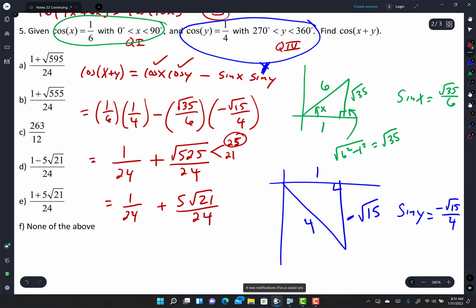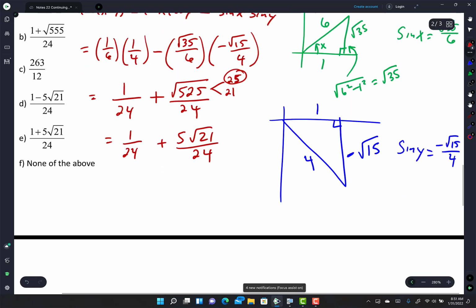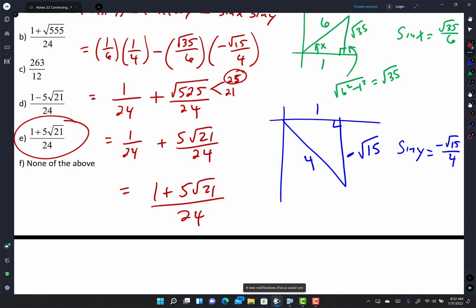Are we okay? All right. Now just add them up, guys. Same denominator: 1 plus 5 square root of 21 over 24. How do we feel? Okay. Do we have any questions on that? I can't read minds, guys, so let me know.